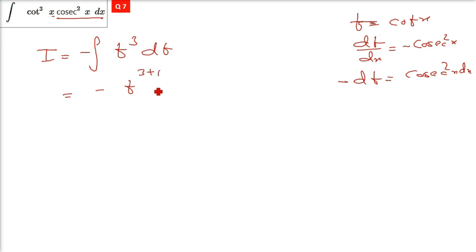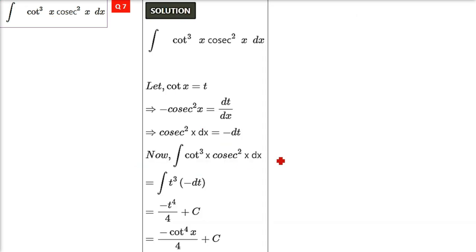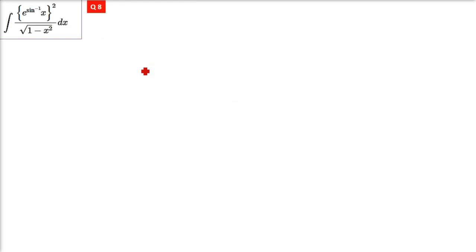So this integration will be equal to cot cube, which is t cube, and cosec square x dx, where the negative will go there, it will be dt. So this is t raised 3 plus 1 divided by 3 plus 1 plus constant of integration. So negative t to the power 4 divided by 4; negative 1 by 4 we can take outside, and t raised 4 will come. What was t? It was cot x. So negative 1 by 4 cot x to the power 4, or cot 4x, it's the same thing. You can write it like this also, and then the constant of integration. So you can do this by yourself. It's quite easy, and similar with the tan and sec square x question.